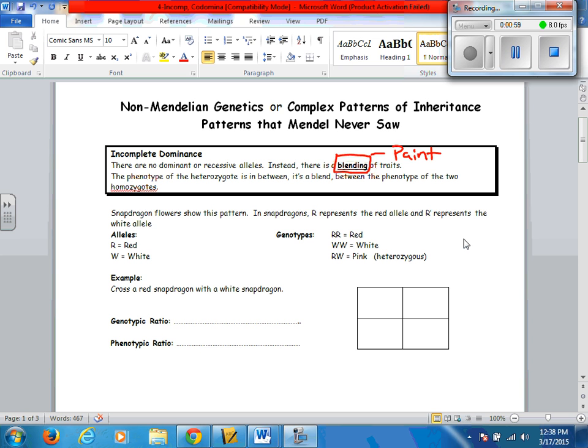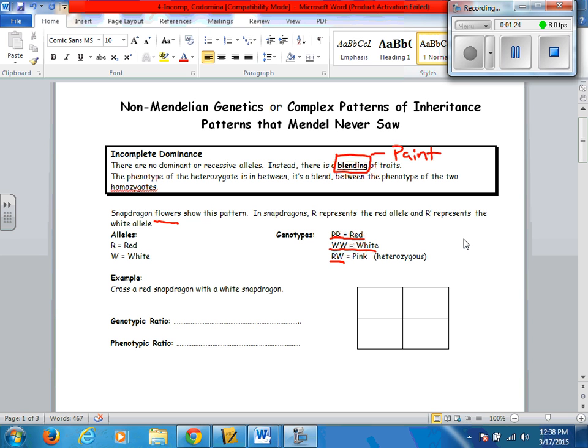It's incomplete dominance. We often see this in flowers, snapdragon flowers. In snapdragon flowers, we have a red allele, and that's going to be big R, big R. We have a white allele, and that's going to be WW. And the funny thing is, when you mix them together, when a plant gets one of each, you're going to get a pink individual, the heterozygous version.